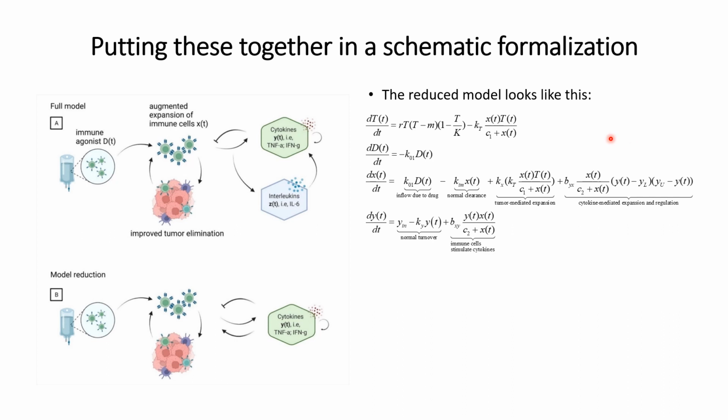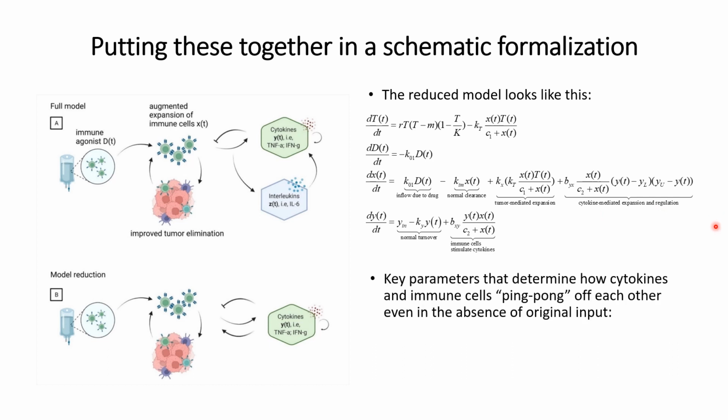And the idea here is to capture this regulatory and inhibitory property of cytokines on immune cells. Okay. And then here we have our cytokines, so we assume there's some kind of normal turnover, and we also assume that the immune cells can stimulate cytokines. So what you have here in general is that immune cells can stimulate cytokines, and cytokines can both stimulate and regulate the immune cells.